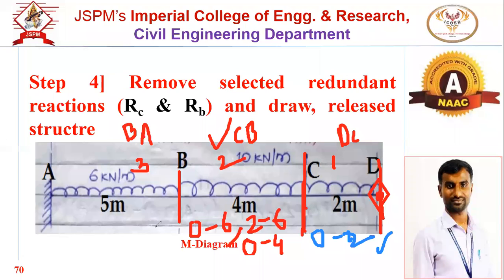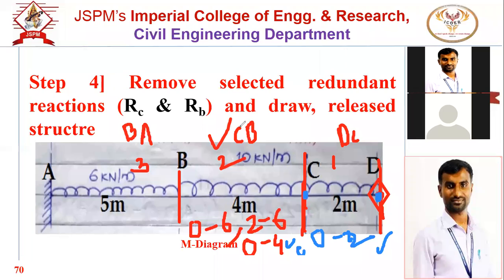If we consider C as the origin, then the limit will be 0 to 4. But here what have we considered? We have considered D point as the origin point. Now, for this CB zone, what is the starting point? C is the starting point and B is the end point. Now, for the limit, what do we have to start with?